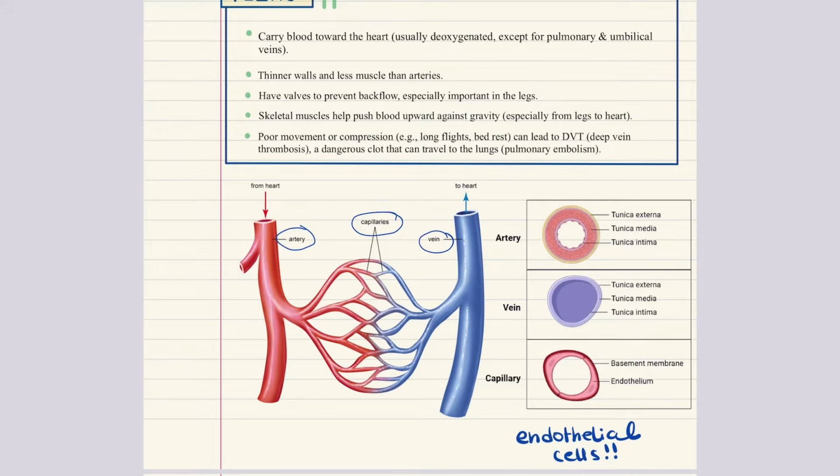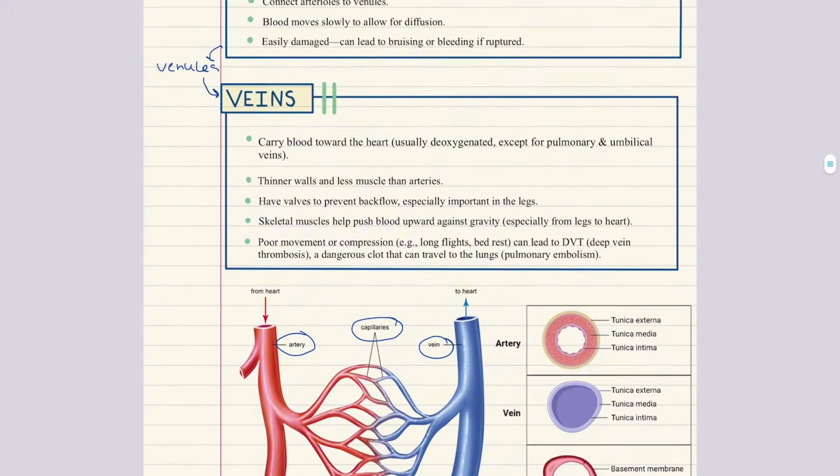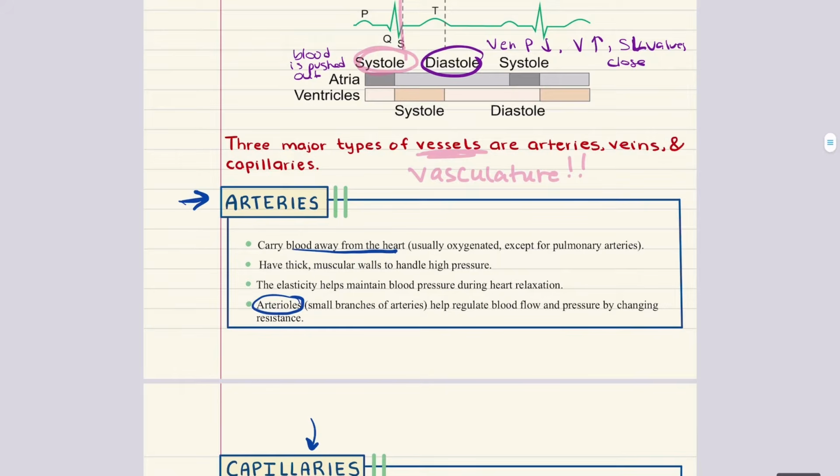Now, let's really break down the 3 main types of vessels, starting with arteries. Arteries carry blood away from the heart, and in most cases, that blood is oxygenated. The exception is the pulmonary arteries, which carry deoxygenated blood to the lungs. Now, arteries have thick muscular walls that can withstand and maintain high pressure, and their elasticity helps absorb the force of each heartbeat and then helps maintain blood pressure during relaxation.